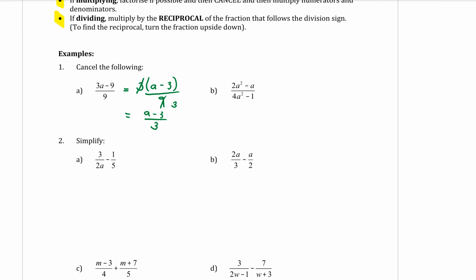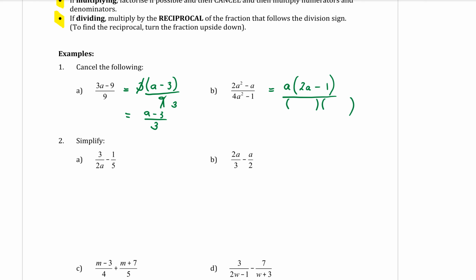Taking out a common factor, I can take out an a from both of them. That will leave me with a 2a from the first term, and when I divide the a by a, I will have a 1. So minus 1 there. The bottom, 4a squared minus 1, is a typical difference of two squares. I can square root the first term and I can square root the 1, so straight away that goes to the double bracket.